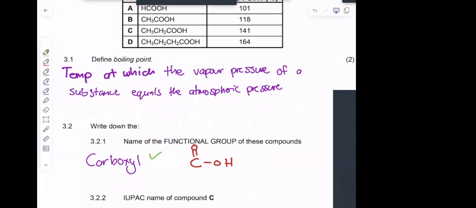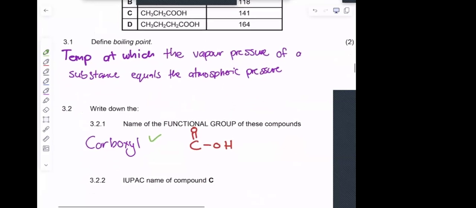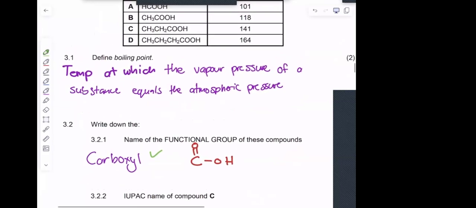Okay. If there's no questions, I'm going to move on to 3.2.2. They want the IUPAC name of compound C. What is the IUPAC name of compound C? CH3, CH2, COOH. Thank you, Bitumelo, there for your quick fingers.